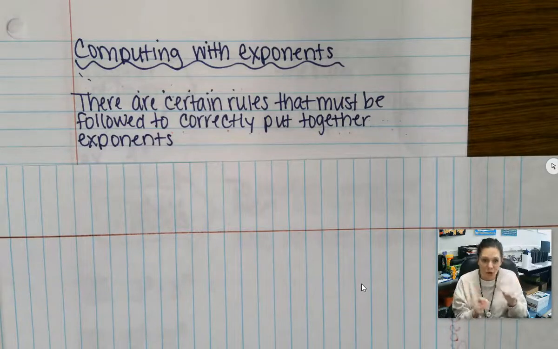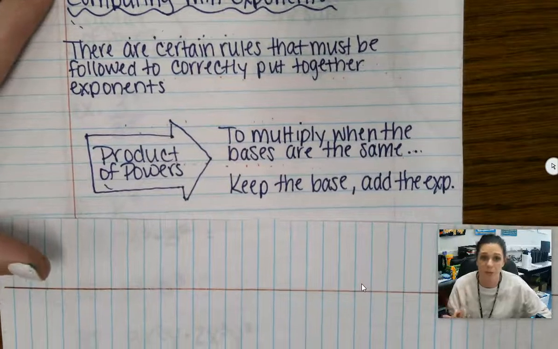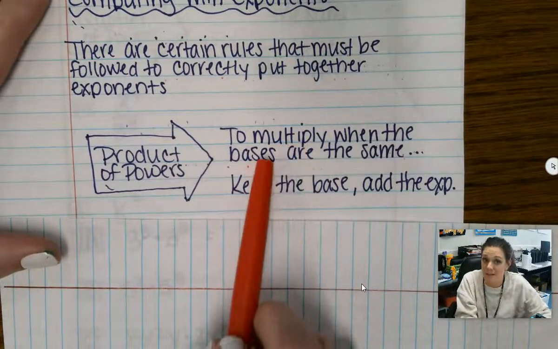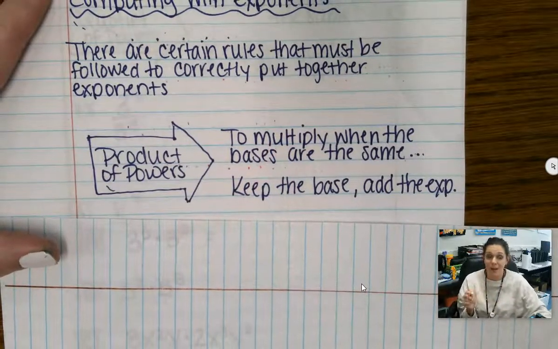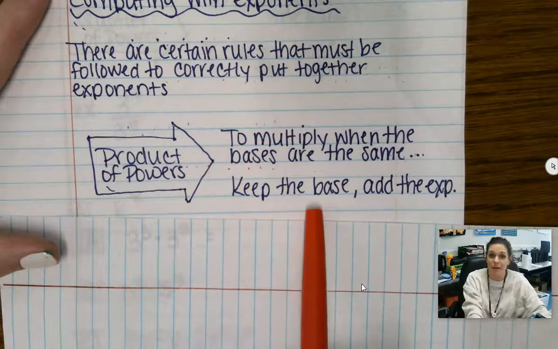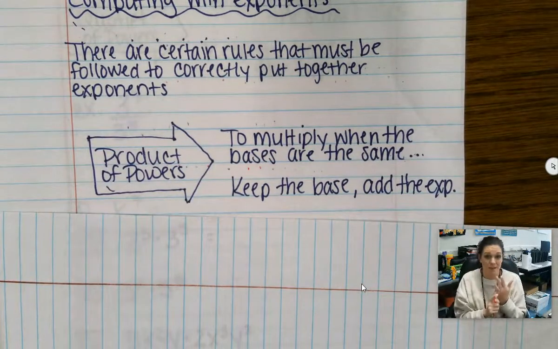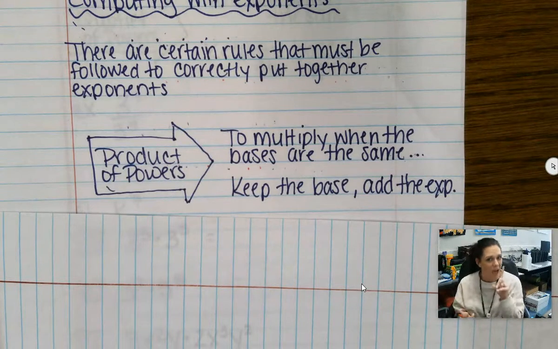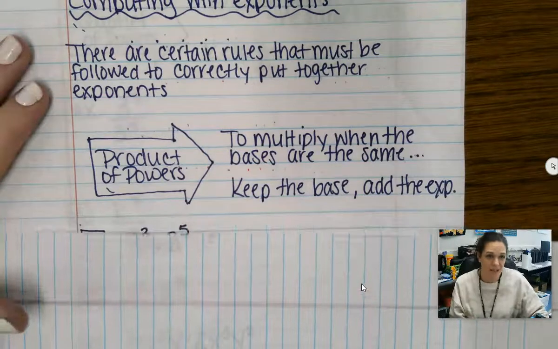Okay, so let's start with the first one. The first rule is called product of powers. This is used when I am multiplying the same base. So when I see multiplication and the bases are the same number, I use this rule. I'm going to keep the base and add the exponents. Keep the base, add the exponents. All right, so let's see it in action.